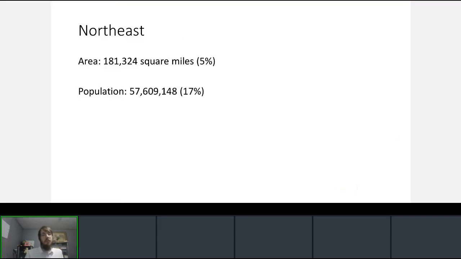So if we take that as the Northeast, okay, as a matter of area, they're a rather small part of the United States. Only 5% of the area of the United States. However, 57, almost 58 million people, that's 17% of the population. And that's because there are some pretty important cities to the United States that help give the Northeast their culture.